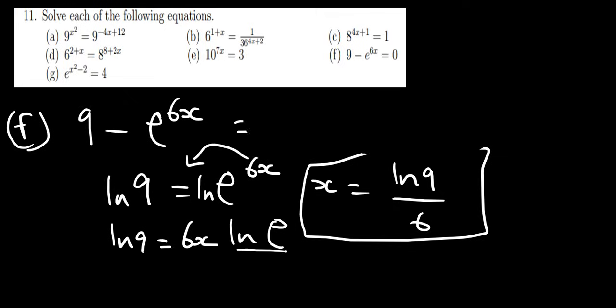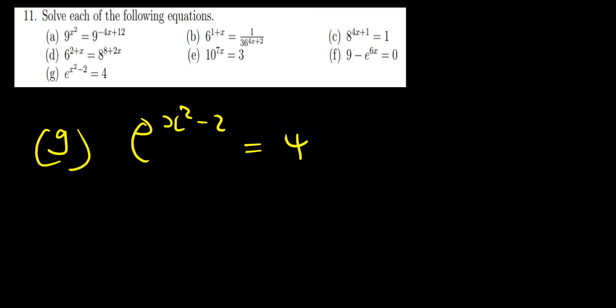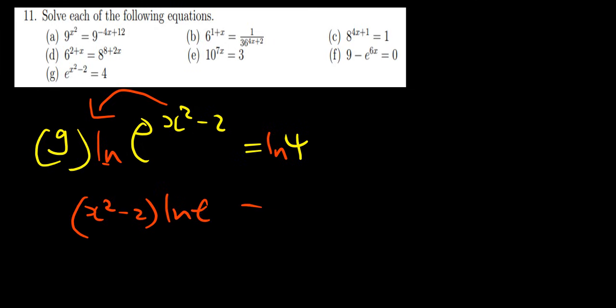Let's solve the last question. The last question is G, and on G we have e to the power x squared minus 2, which is equal to 4. What we are going to do here is introduce a ln on both sides. If I introduce ln, it means I can drop the power. So the power is x squared minus 2, and then ln e is equal to ln 4.